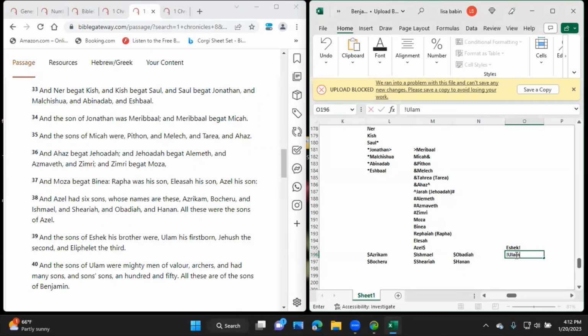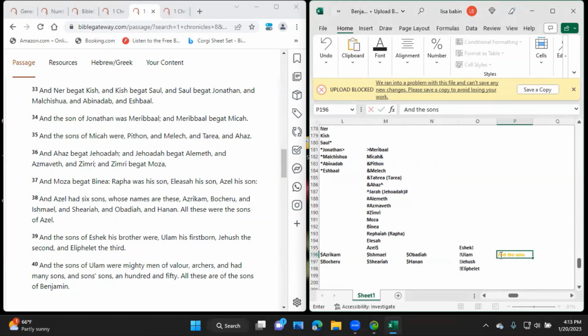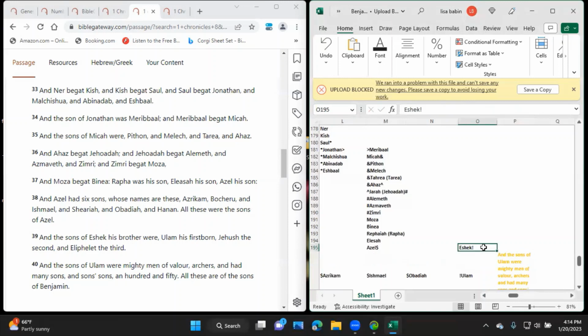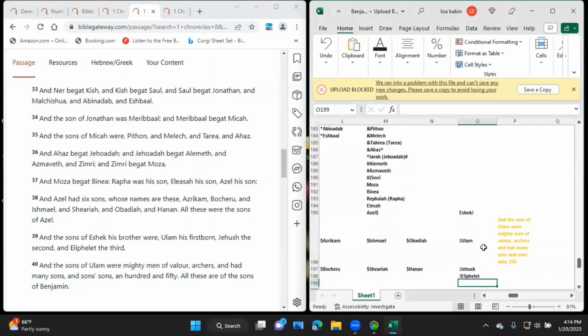So Eshek, verse 39, his brother, Ulam, his firstborn, Jehush the second, and Eliphelet the third. And the sons of Ulam were mighty men of valor, archers, and had many sons and sons' sons, 150. And all these are the sons of Benjamin.